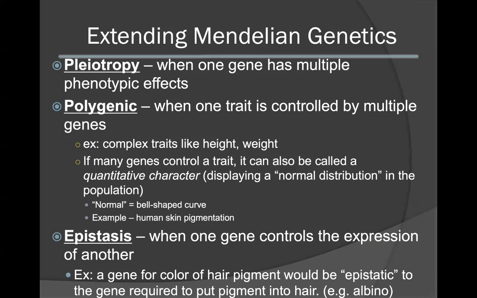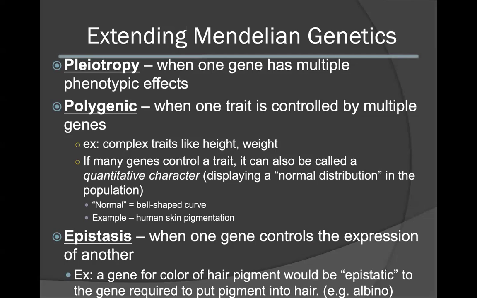There are also important concepts to understand when dealing with the extension of our simple Mendelian genetics. You can have pleiotropic genes, and this occurs when one gene has multiple phenotype effects. You can also have polygenic genes when one trait is controlled by multiple genes. This is very consistent for traits that exist on a scale, such as skin color, height, and weight.